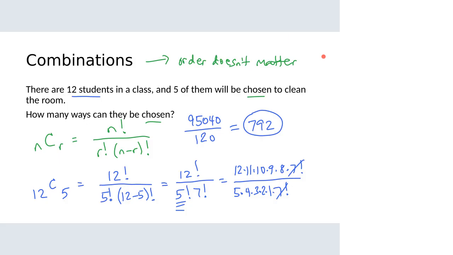For those of you who really like canceling, which may not be very many, but that's okay, you could say, well, dividing by 1 doesn't do anything. And well, 5 times 2 will get rid of that 10, and 4 times 3 will get rid of that 12. So really, all I have here is 11 times 9 times 8. And 11 times 9 times 8, sure enough, 792.